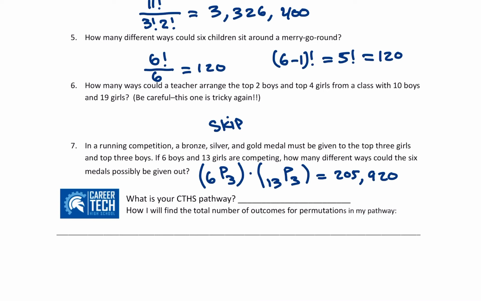Now don't forget to fill out this information about your pathway and how you could find the total number of outcomes for permutation in your pathway. There is some Delta Math online that we're going to work on, and yeah.